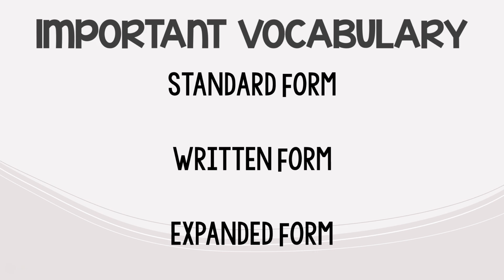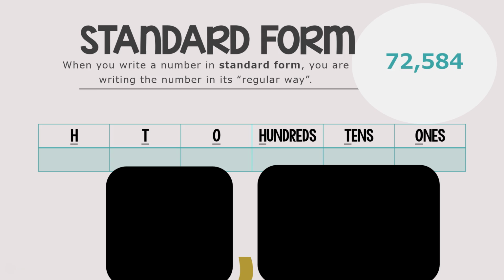Some important vocabulary we're going to review for the entire week is standard form, written form, and expanded form. But today we're just going to focus on 5 and 6-digit place value and how to write and say these numbers in standard form. In standard form, remember that you're writing a number in its regular way.